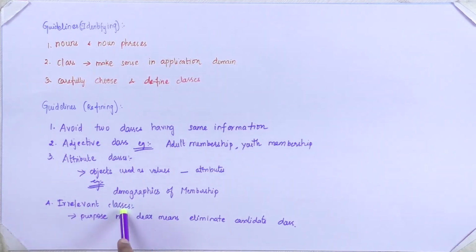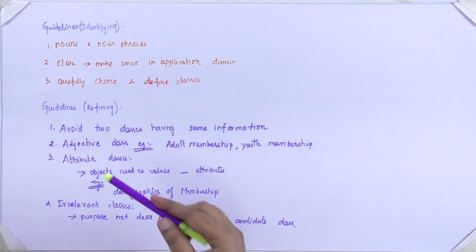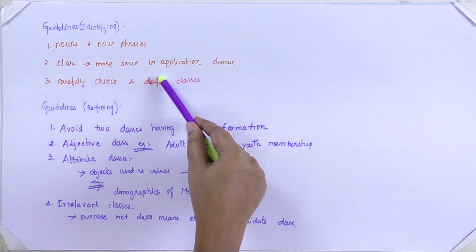And then irrelevant classes. If you have a class, it should have some specific purpose for that product. So if the class you have listed out does not have any purpose, and if the purpose of the class is not clear, then you can eliminate that candidate class. So these are the steps for refining the classes you have identified previously.